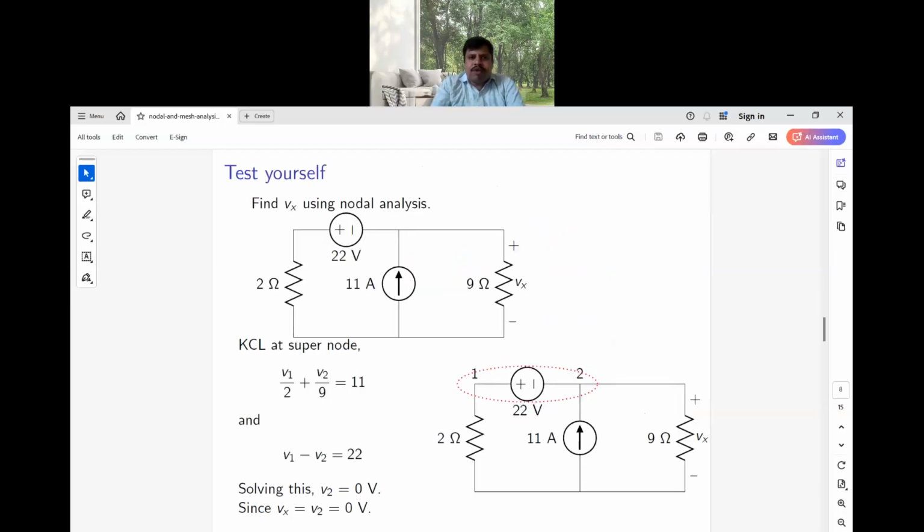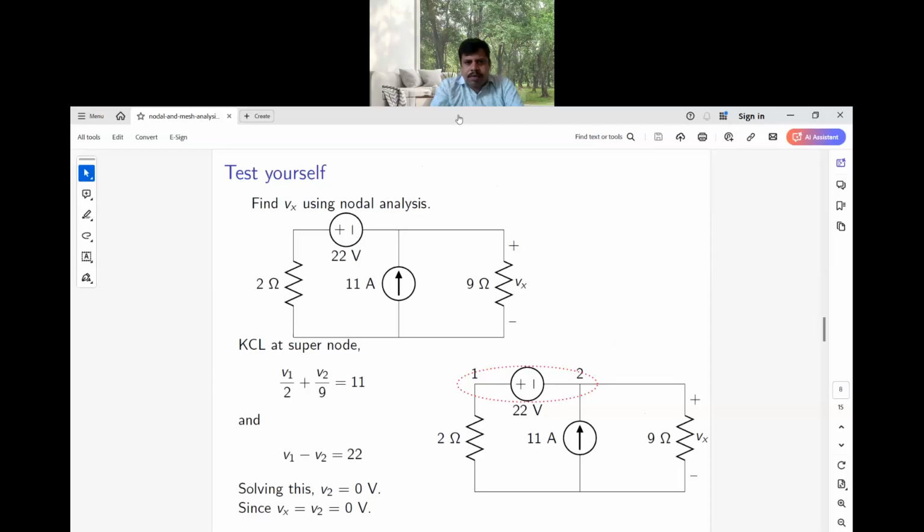Now we will see one example. In this, a question will be given like this. Find Vx using nodal analysis. Where is Vx? This one is the Vx. Vx is the voltage across 9 ohms.